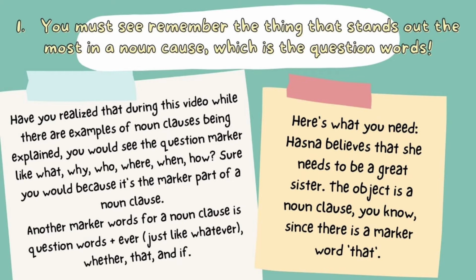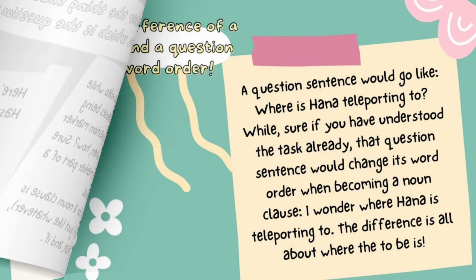Other marker words for a noun clause are question words plus ever, such as whatever, as well as whether, that, and if. Here's what you need. Hasna believes that she needs to be a great sister. The object is a noun clause, you know, since there is a marker word that.